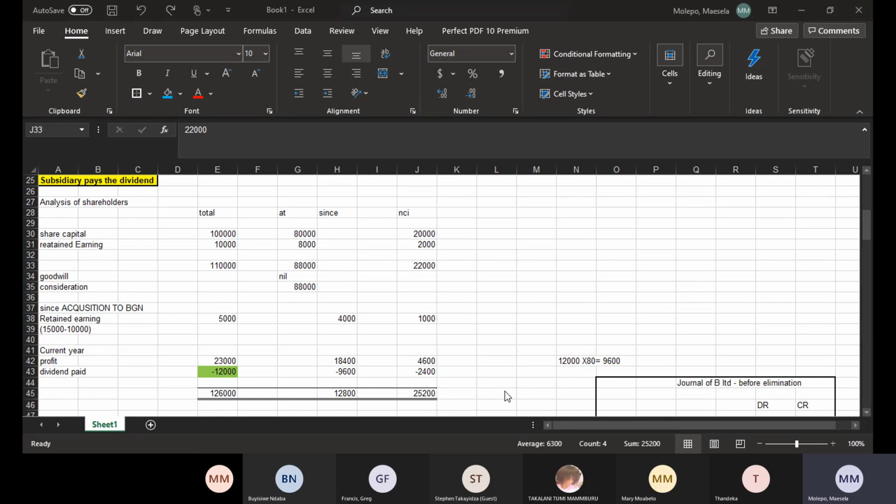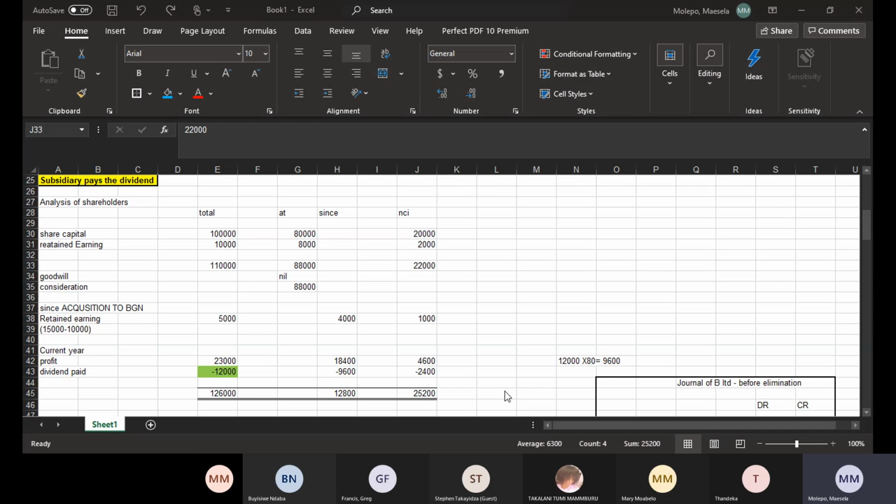So A Limited initially received the dividends from B Limited of 9.6. Initially it was on the credit side. Because we are eliminating them, they're going to go to the debit side. And then we credit the dividends paid by the subsidiary, which paid dividends of 12,000. That 12,000 was on the debit side. Now it must go to the credit side.